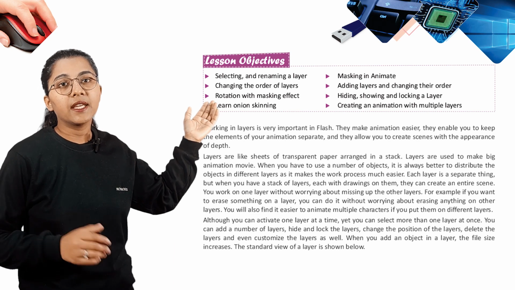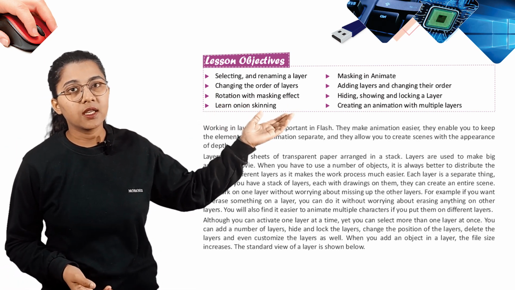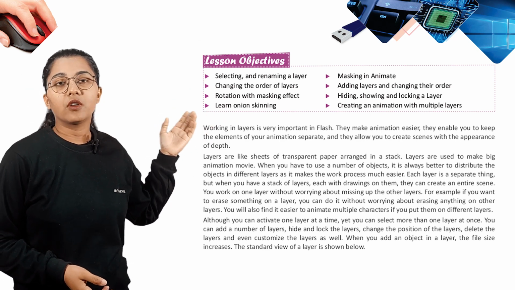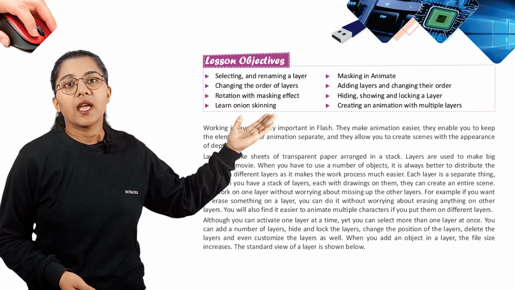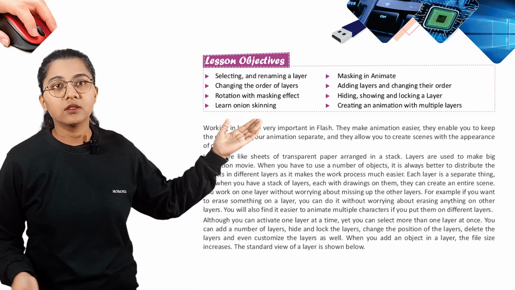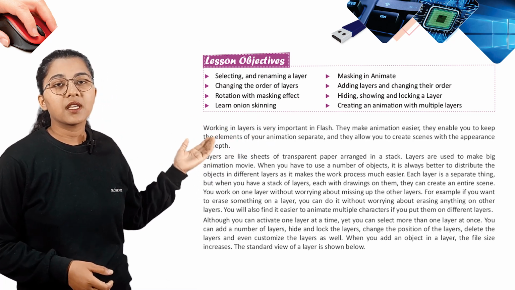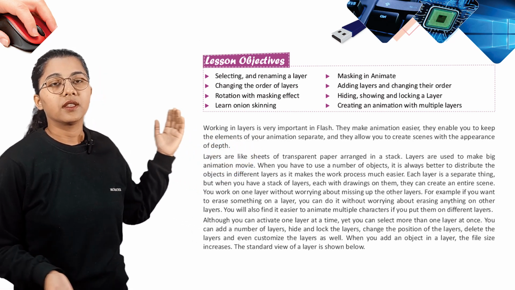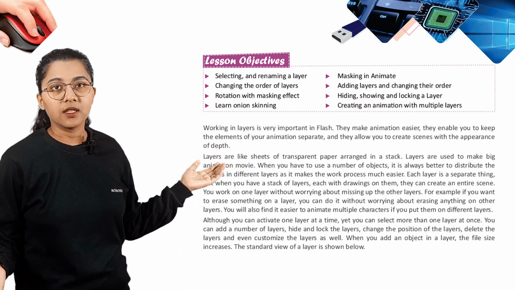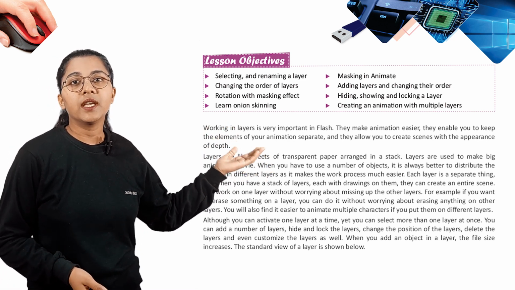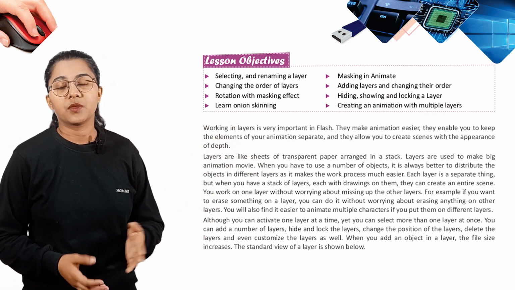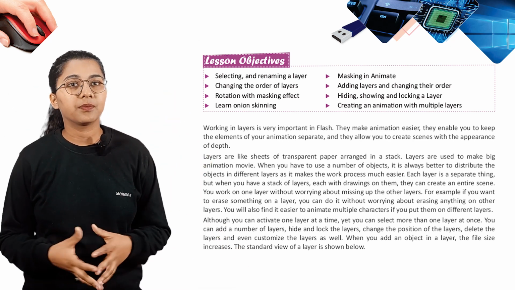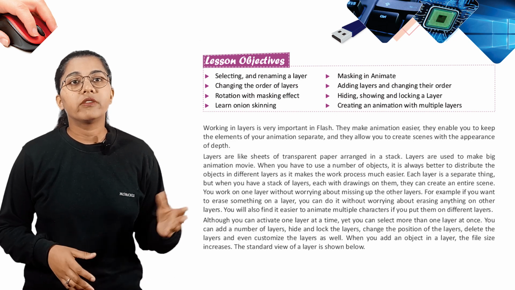First is selecting and renaming a layer. Second, masking in Animate. Next, changing the order of layers, and then adding layers and changing their order, then rotation with masking effects, then hiding, showing and locking a layer, then learn onion skinning, and lastly creating an animation with multiple layers. So students, these are some points we are going to discuss in detail. Now let's start our chapter.